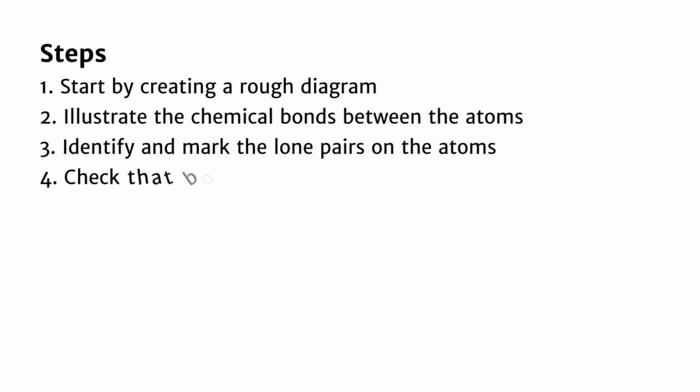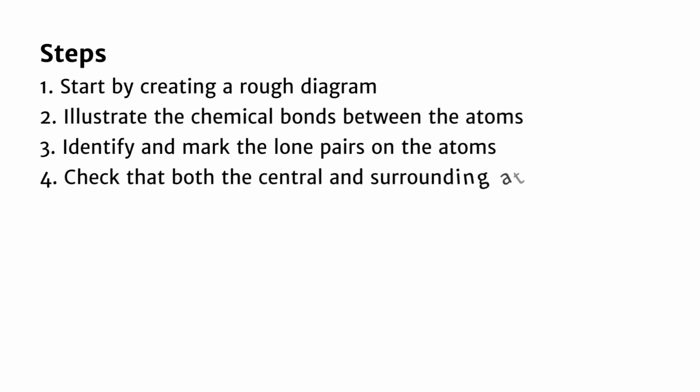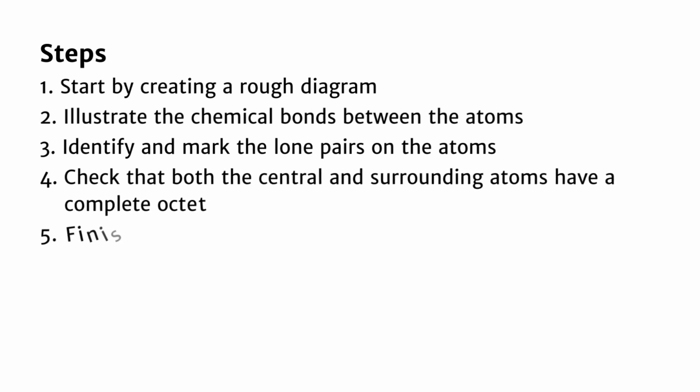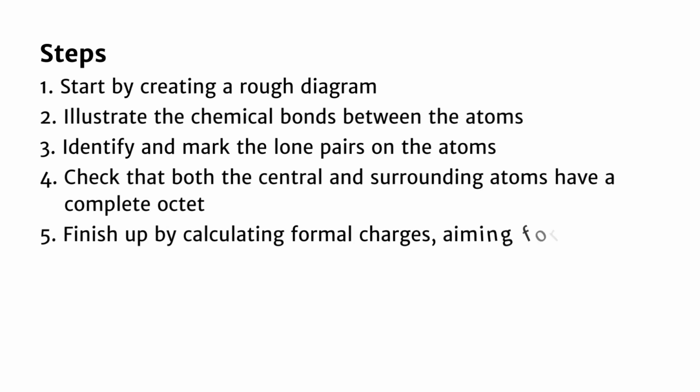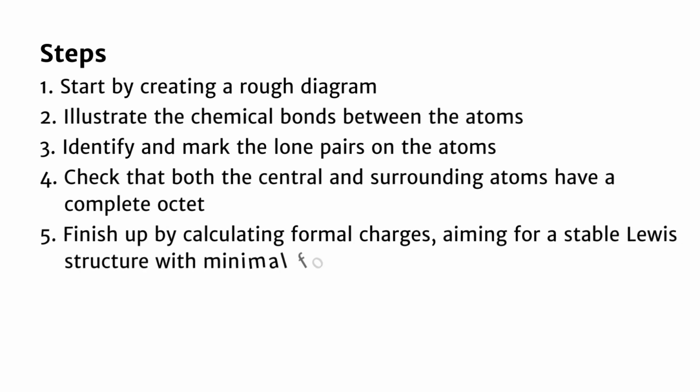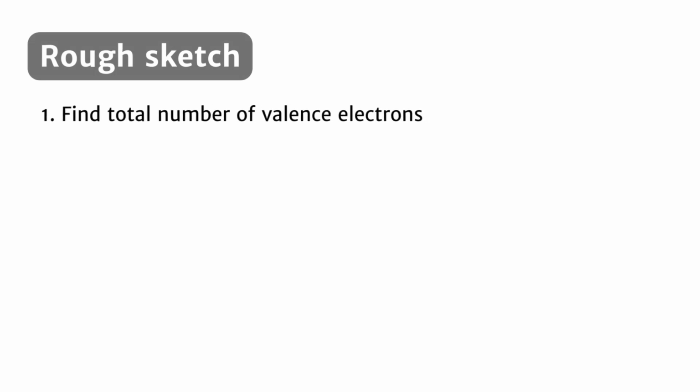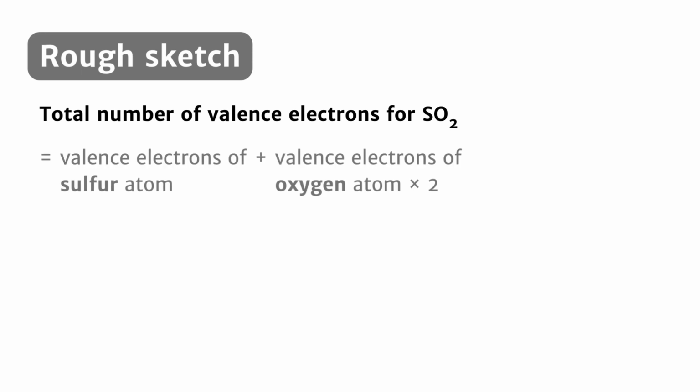Check that both the central and surrounding atoms have a complete octet. Finish up by calculating formal charges, aiming for a stable Lewis structure with minimal formal charges. Before sketching the rough diagram, we will first calculate the total number of valence electrons and then determine the central atom. The total valence electrons in SO2 are determined by summing the valence electrons of each atom.